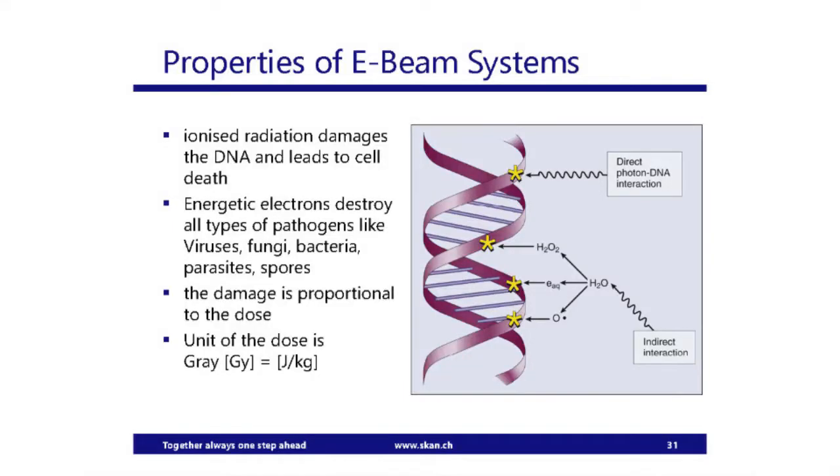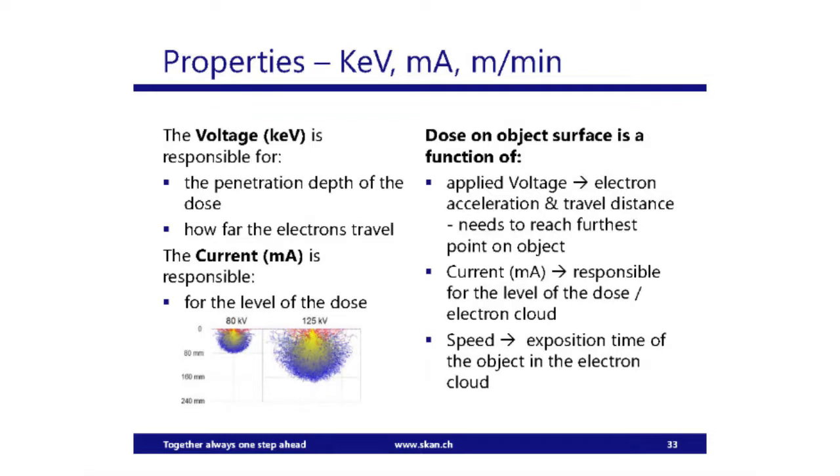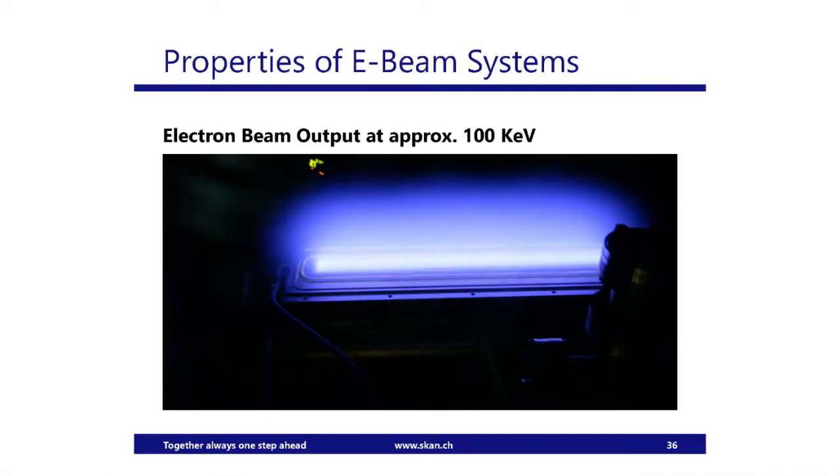So the dose on the object surface on the top is a function of the applied voltage. The electron needs to reach the furthest point on the object. It's a function of the current, because here we have the level of the dose. And of course, it's a function of the speed. The exposition time of the object is also very important. We need to know how fast it is, and the slower it moves, the more dose is getting on.